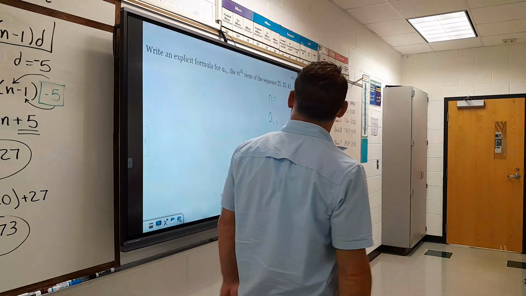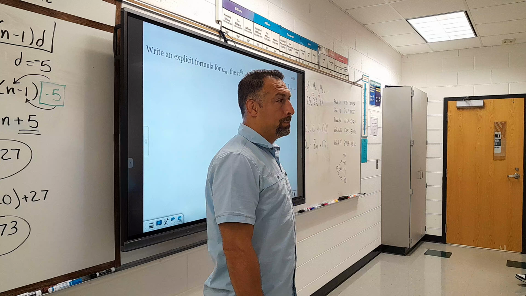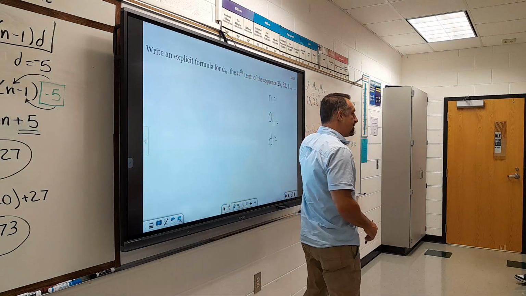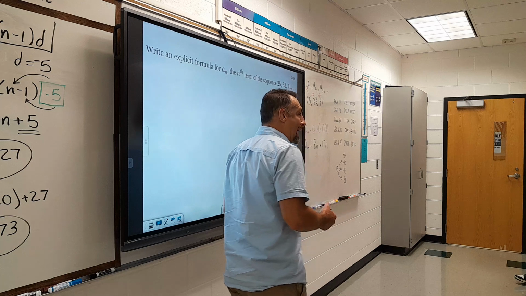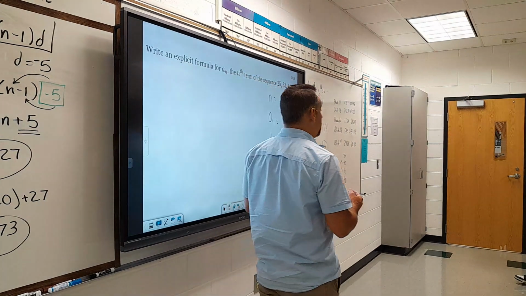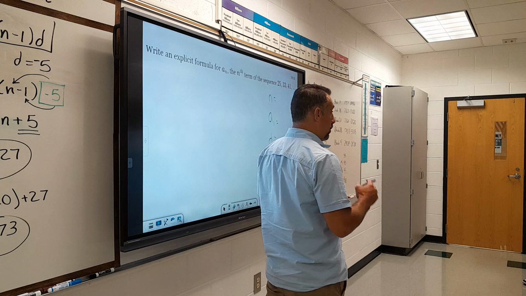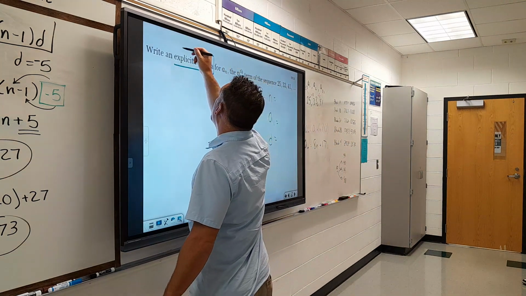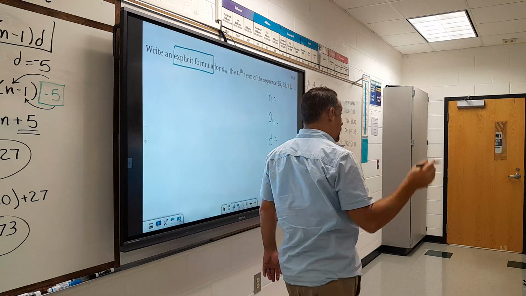Did they give you a number for n? No. In the past we were finding a very specific number on the list. What we're coming up with now is supposed to be the equation that'll work for any number. So it's not going to be one number. It's going to be an equation we're finding. We're writing the explicit formula, which we can use to find any number we can plug in for n.